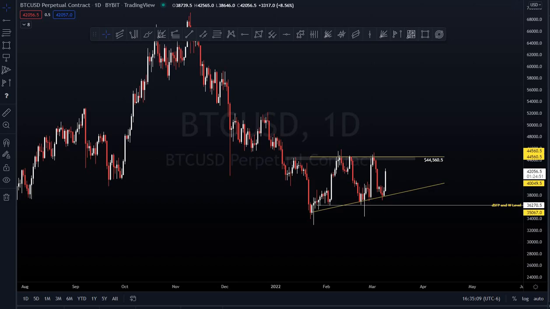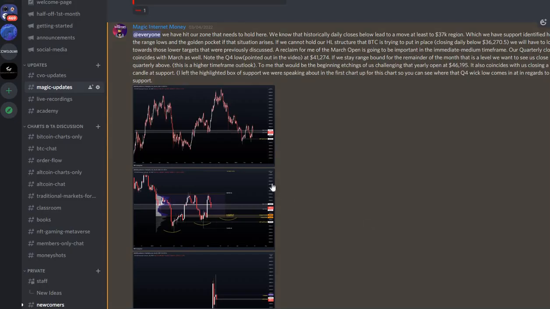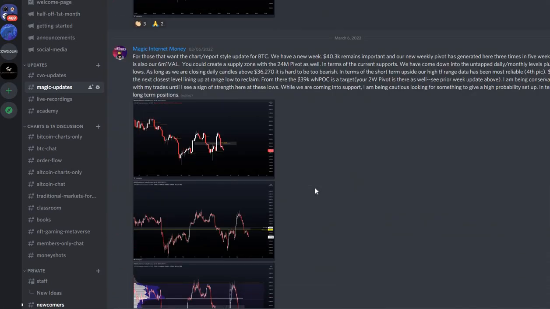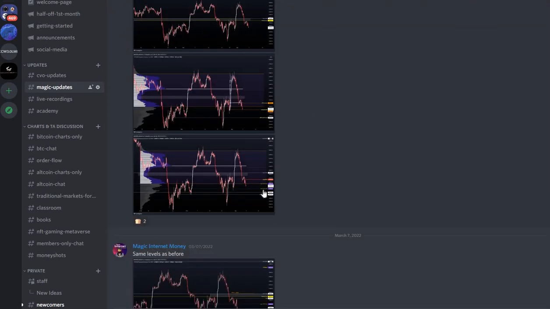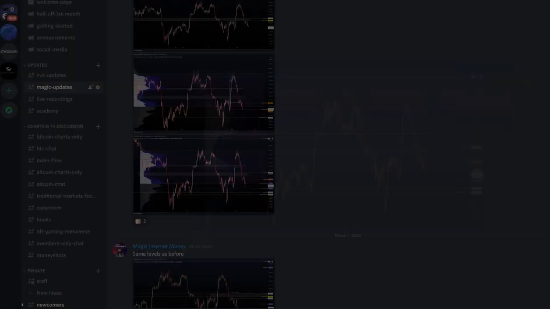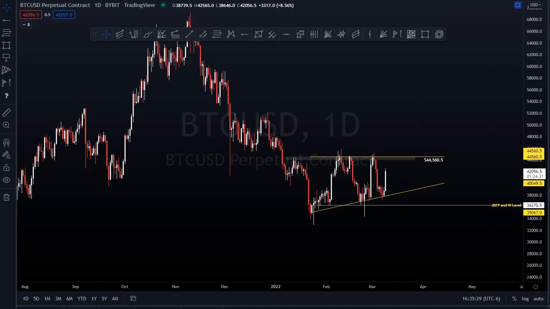There were some levels that we were working off of in the Discord, really working off of the idea that the semi-annual ranges were going to provide the most benefit for us. Okay, so these would be the levels we're working off of: 38.2, 37.3, 36,650, and 36,270.5.